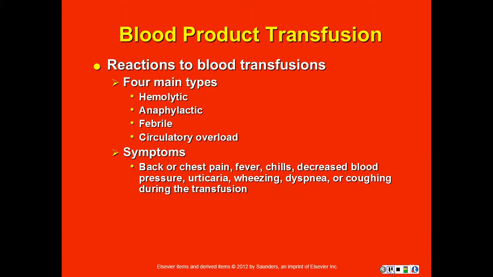When we're talking about blood reactions, there are 4 main types: hemolytic, anaphylactic, febrile, and then circulatory overload. When I have a hemolytic reaction, this is from an ABO incompatibility. Your antigen and your antibodies are reacting. Antigens and antibodies are reacting against each other.